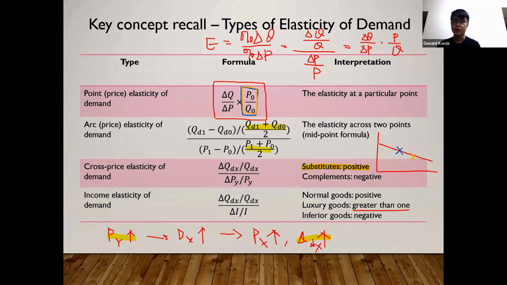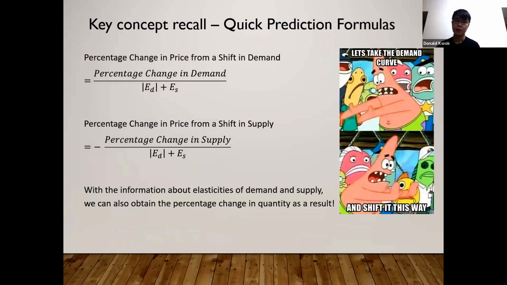All right, so the final thing is about the quick prediction formula. If the question gives you some information about the percentage change in demand or percentage change in supply, it would actually hint at using the quick prediction formula to back out the percentage change in price or the percentage change in quantity. So for more details of using this formula, I will leave it to a past exam problem, which is involving the use of this quick prediction formula.